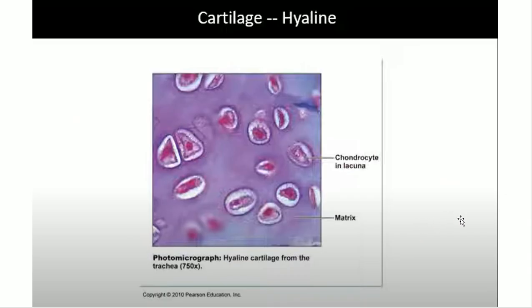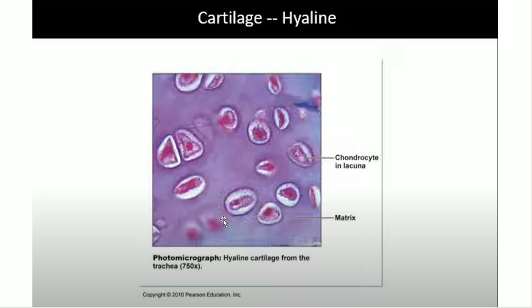Hyaline cartilage. Okay, so chondrocytes or chondroblasts. Hyaline cartilage from the trachea is what we're looking at here. And how we differentiate this from anything else, we call them actually double bubbles. So if you see double bubbles like this, we're looking at hyaline cartilage. They also have fibers.